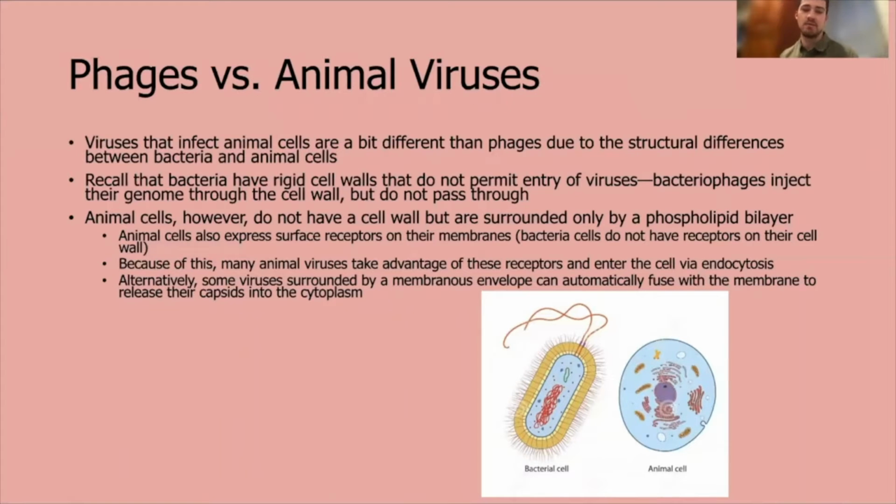Phages versus animal viruses. And phage, if I haven't explained it already, is just a shortening of the word bacteriophage. They both mean the same thing. So viruses that infect animal cells are a bit different than phages due to the structural differences between bacteria and animal cells. Recall that bacteria cells have rigid cell walls. They do not permit entry of viruses. Bacteriophages inject their genome through the cell wall, but they do not pass through. So we've been talking about that at length in this lecture.